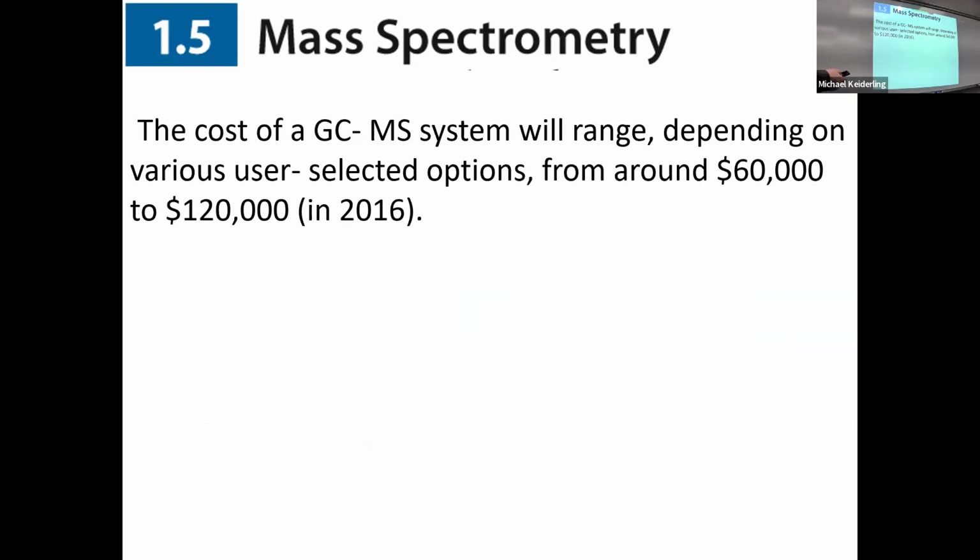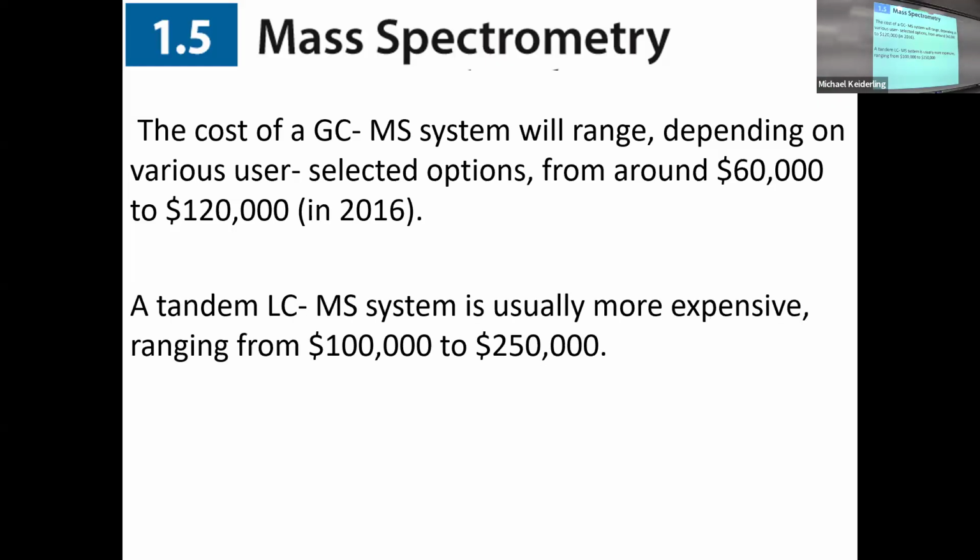And the cost of a GC mass spec system will range, depending on various user-selected options, from around $60,000 to $120,000. And we managed to get one for free, because the Hammond wastewater treatment plant was replacing it. So we got their old one. Now, whether I can get it working is another question. And a tandem liquid chromatography mass spec system is usually even more expensive, ranging from $100,000 to $250,000.